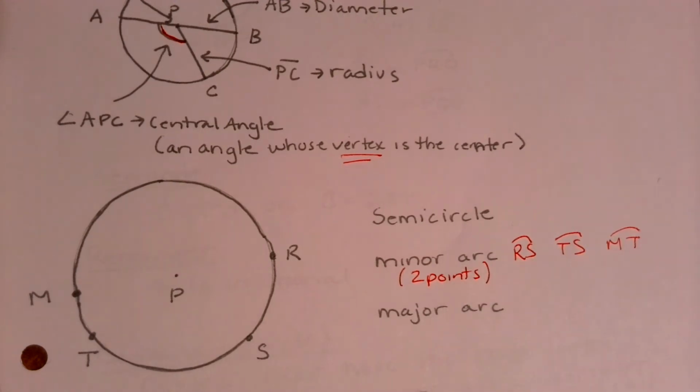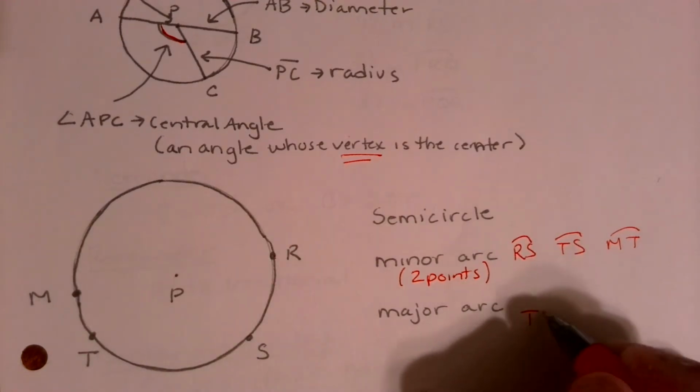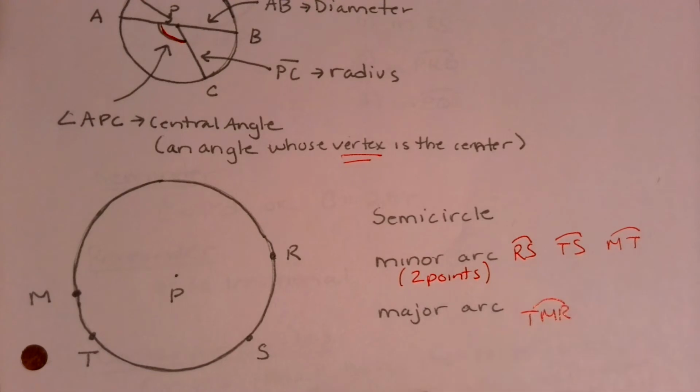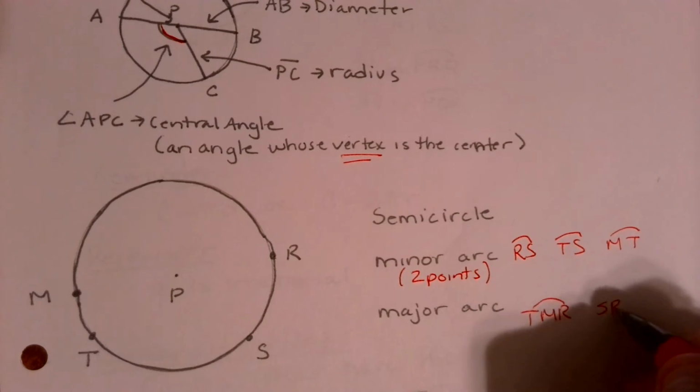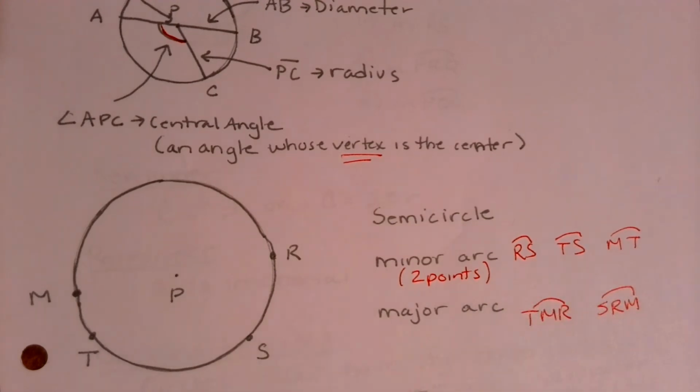And the major arc would use 3 points and it would be more than 180. So we could do something like TMR. Or do you guys see another one? How about SRM? Okay, so those are some examples of minor and major arcs.